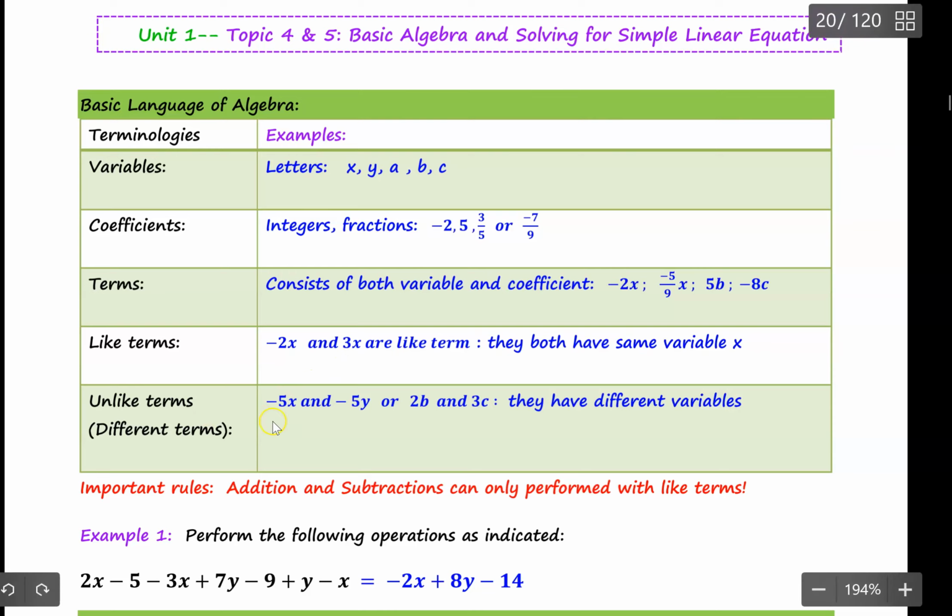So unlike terms is when you have different variables. Okay, so I have -5x and -5y. So you see I have same coefficients, but I have different variables. So the important factor to identify my unlike terms is when you have different variables. So I have x here, I have y here, therefore I have different terms in this case. Or I can have 2b and 3c, because b is different than c. I have different variables, therefore these are called unlike terms. Okay, they all have different variables.